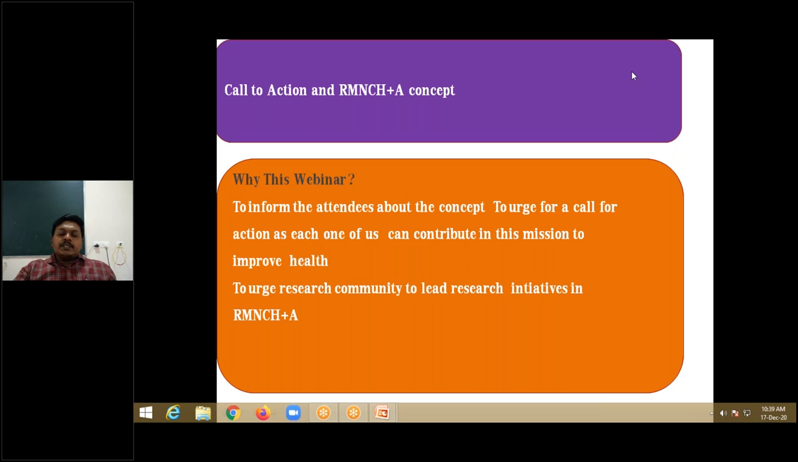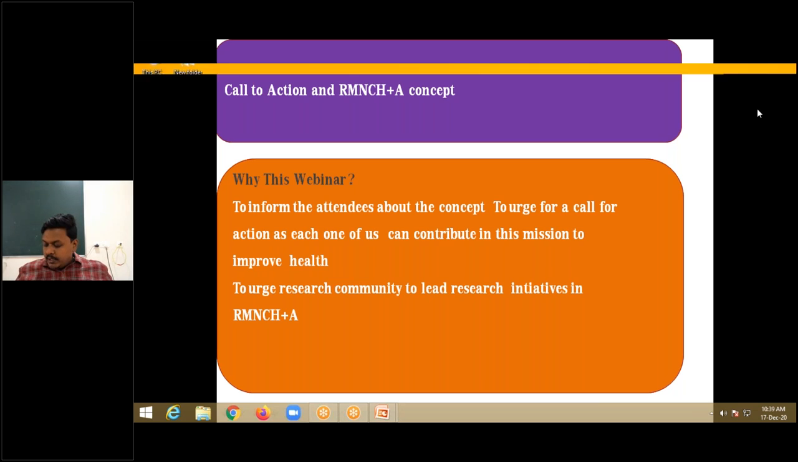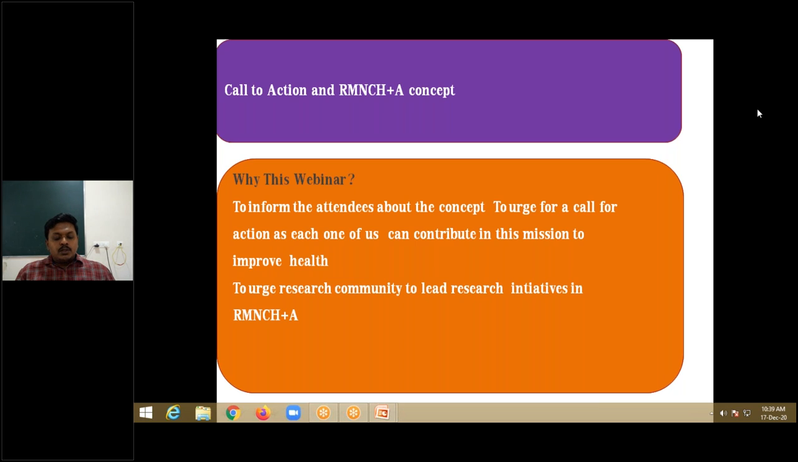So previously we discussed the various reproductive and child health care services, that is RCH. So we came to know that there are two phases in the RCH program, that is RCH 1 and RCH 2, and what things were included under RCH phase 1 and what things were included under RCH phase 2.